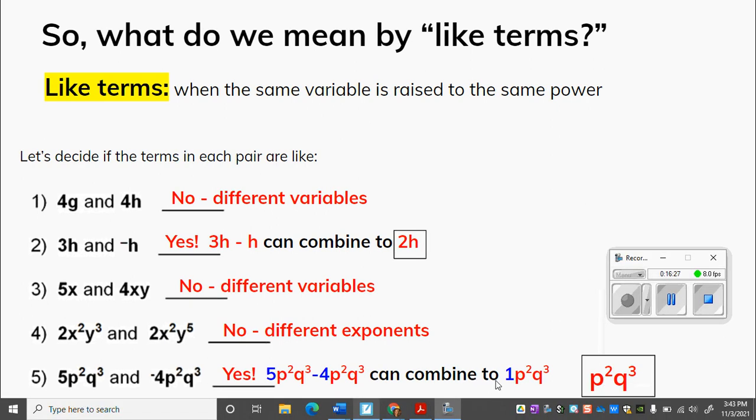And friendly reminder for that last one, that if the coefficient's ever a 1, you don't ever have to write it. You might remember that from even the slope unit. So anytime you have a 1, you don't need to write that.